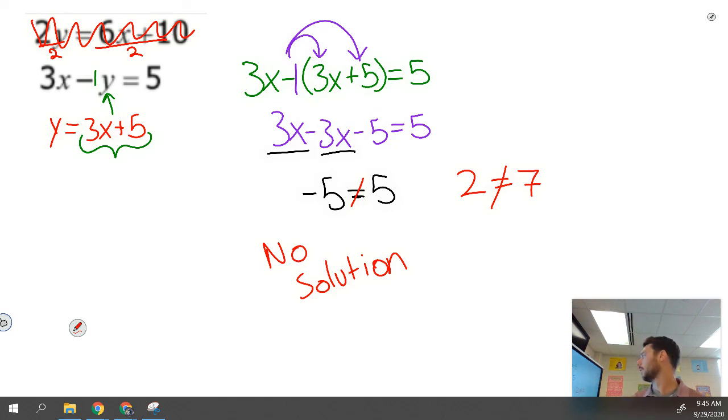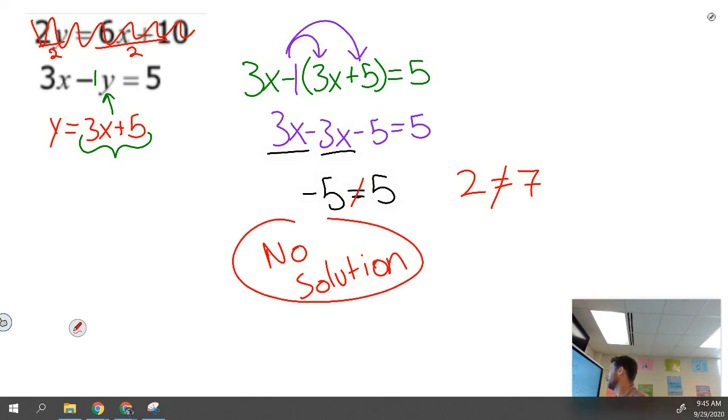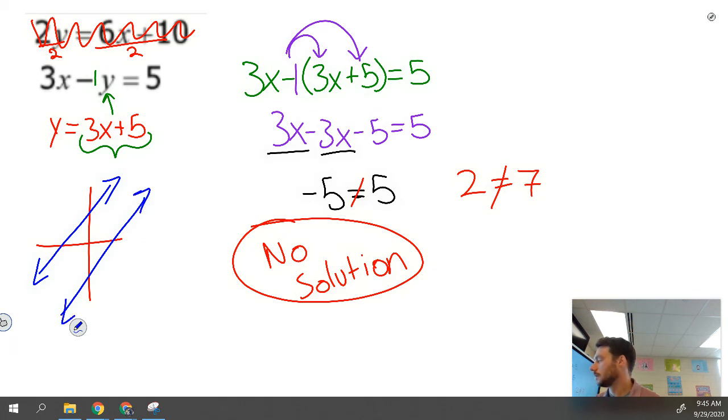Okay, so the problem here would be no solution, which means we probably have, not probably, we do, parallel lines. If you graphed these, I'm not exactly sure where they cross the y-axis, but they'd look something like this. These would be parallel lines that would never touch each other. So there is no solution. There's no intersection point because they never touch each other.